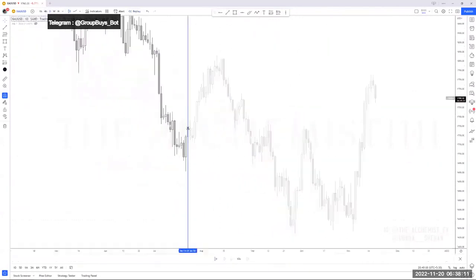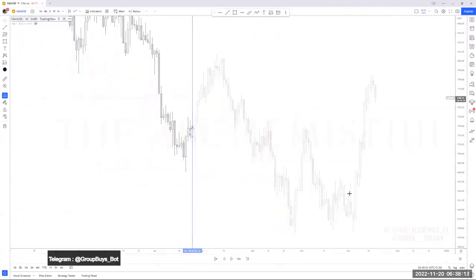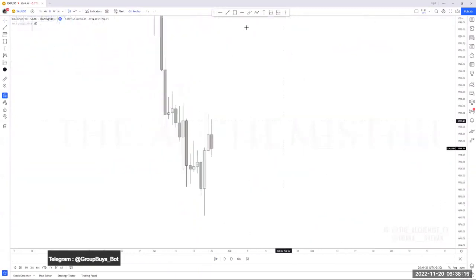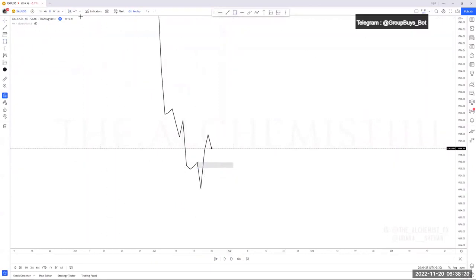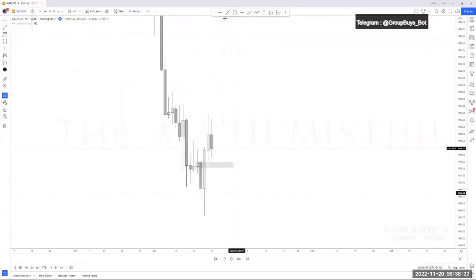Here we go. Something in here. Oh, it's the same example. That's okay, I'll show you. See, this right here was first a resistance, but now it is broken, right? It is broken, then it will act as what? A support.